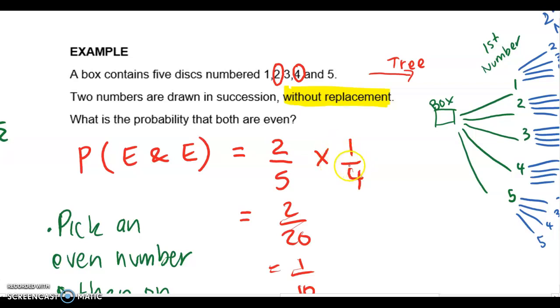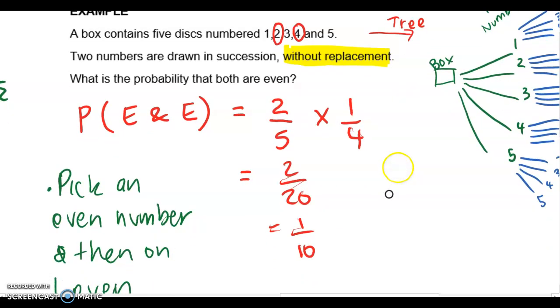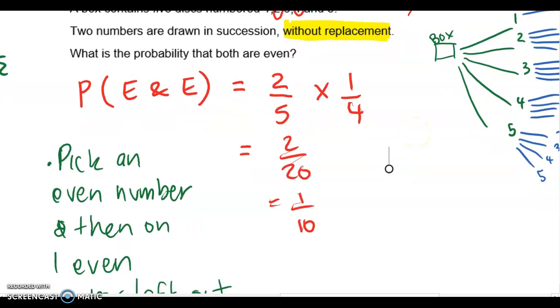Okay, so we have 4 discs left in the box. We've removed one of the even numbers, so we've only got one of those even numbers left. So we've got 2/5 times a quarter. Multiplying those together, that breaks down to 2 over 20 and then 1 over 10. So that's the probability of an even number and an even number.